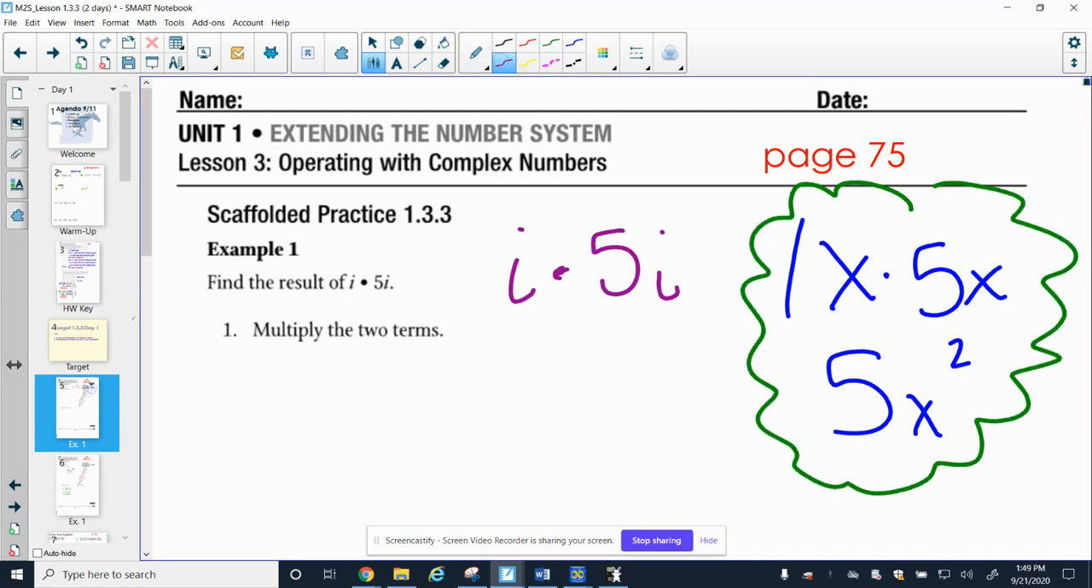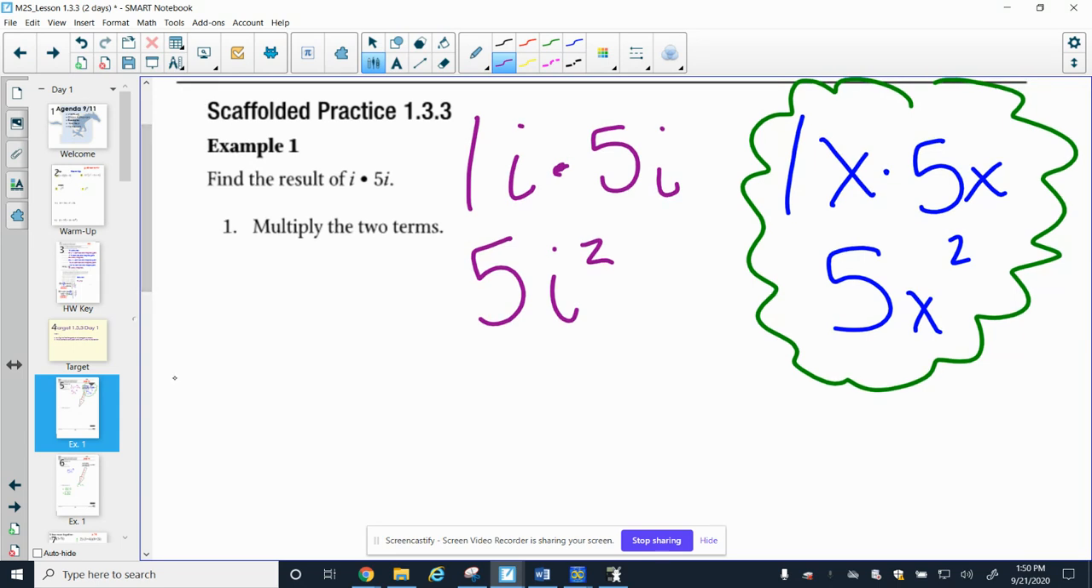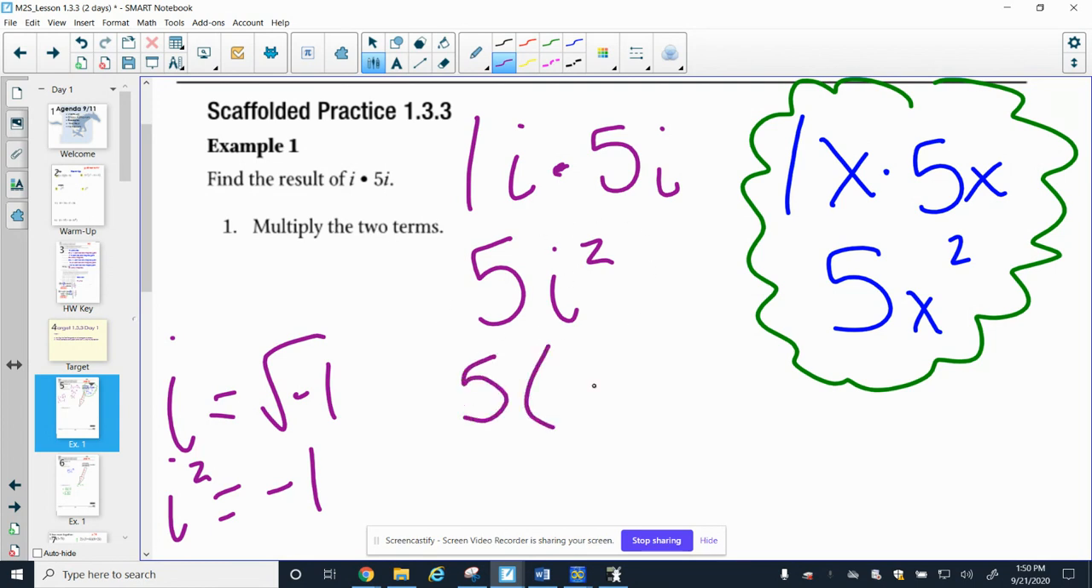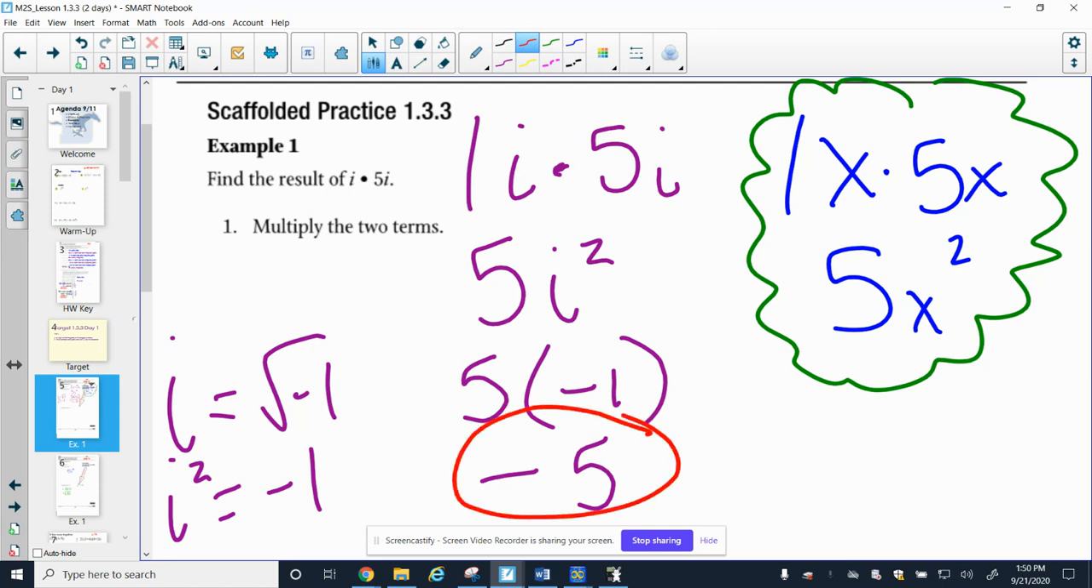Here, i times 5i is very similar. There's really a 1 in front of this i, so 1 times 5 gives us 5, and i times i is i squared. Now we can go further than that, because if i is the square root of -1, then i squared would just be -1. So this is just 5 times -1, and our answer is -5. So i times 5i simplified down to just -5.